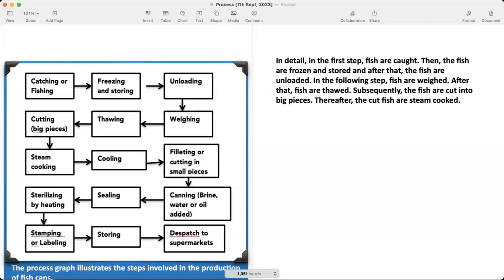Moreover, moreover, further. No, moreover is not a connector. Further, the fish are caught. The fish are put. Yes, very good. Next.